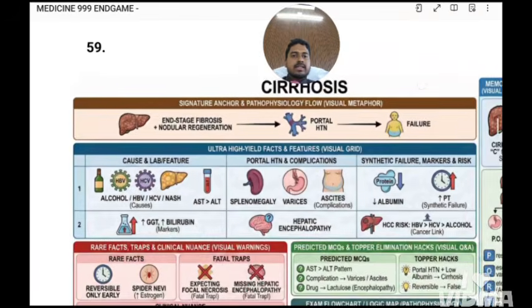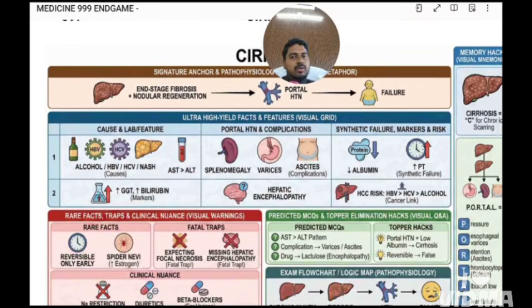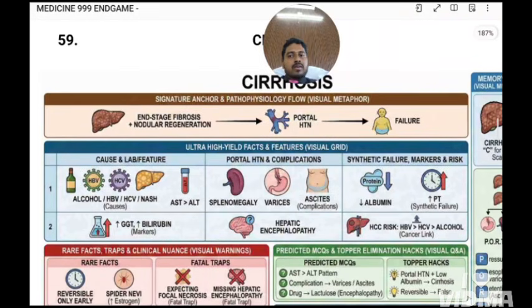Yes. So next, cirrhosis. Cirrhosis we had also discussed in pathology, and here we'll be going through it superficially. So what is cirrhosis? When there is whole fibrosis of the liver along with regenerating nodules. That is called cirrhosis. So end stage fibrosis along with nodular regeneration. Now because of this, there is increased pressure in the portal venous system. We call it portal hypertension, which ultimately leads to liver cell failure.